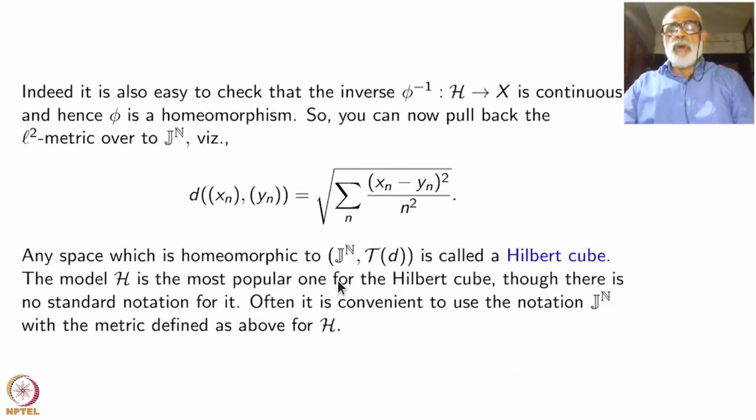Any space which is homeomorphic to J power N with the metric induced topology tau d, that is called a Hilbert cube. After all, we are doing topology, so anything which is homeomorphic to this is called a Hilbert cube. We are not particularly interested in the actual metric here, but only in the topology, and now we know that this topology is nothing but the product topology. So quite often it is convenient to think of this H as just J power N with its product topology.